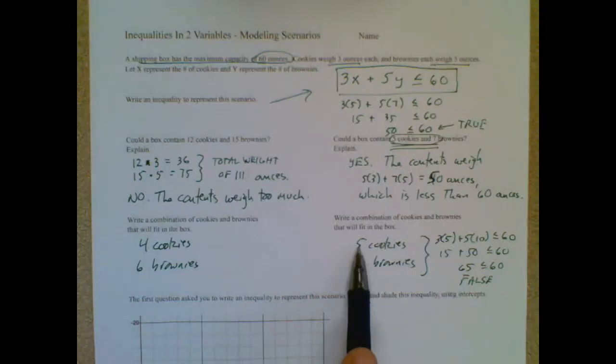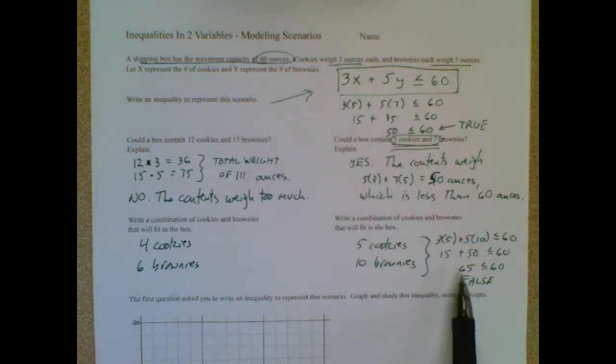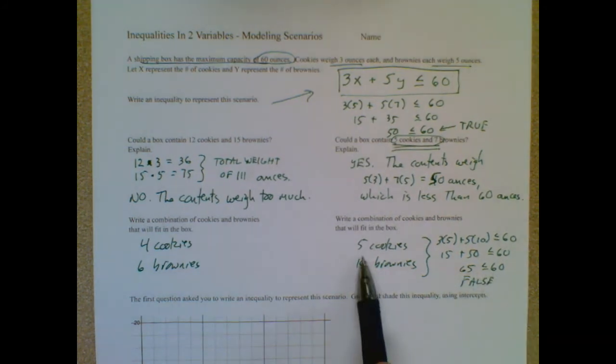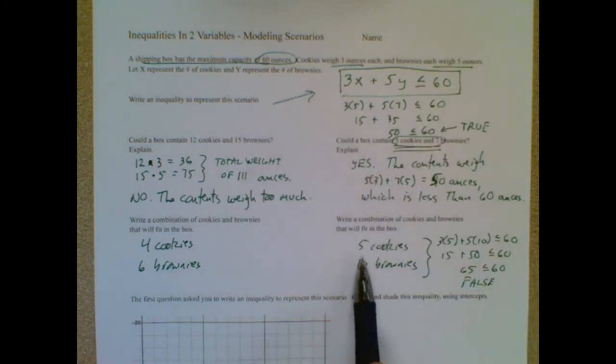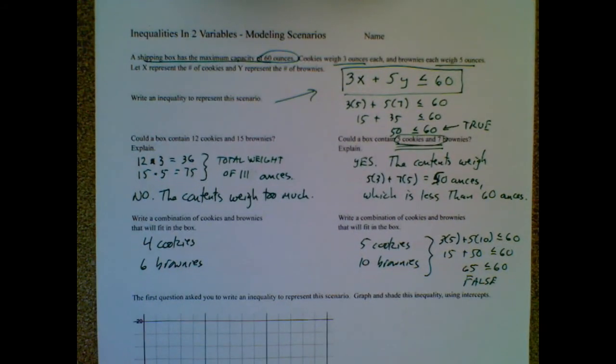So for example, this combination that I said did not work, I went ahead and plugged it into the equation, or the inequality, and I end up getting 65 is less than or equal to 60. That's a false statement, which tells me this is not a solution to that inequality, and in the real scenario, it means we can't ship that combination of brownies and cookies.